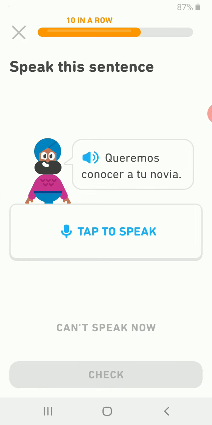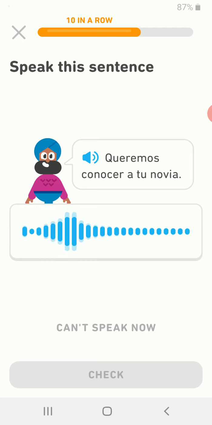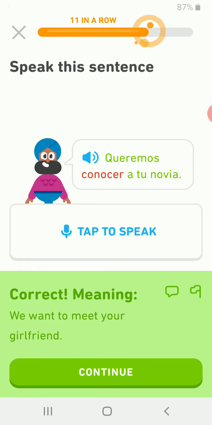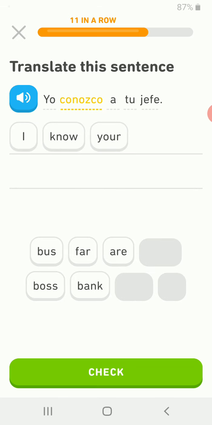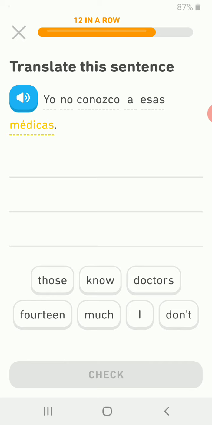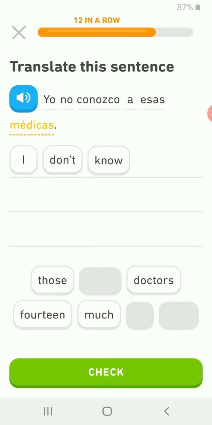Queremos conocer a tu novia. Speak this sentence. Queremos conocer. Very easy. Yo conozco a tu jefe. Jefe means boss. So yo conozco a tu jefe. I know your boss. Just that. Yo no conozco a esas médicas. I don't know those doctors.